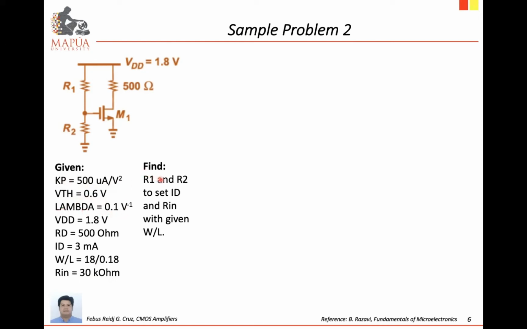We're asked to determine the values of R1 and R2 to set the drain current equal to 3 milliamperes and to set the Rin equal to 30 kilo ohms, with the given W over L of 18 over 0.18. So W over L equal to, ilan ba iyon? 100, no? Equal to 100. Okay?